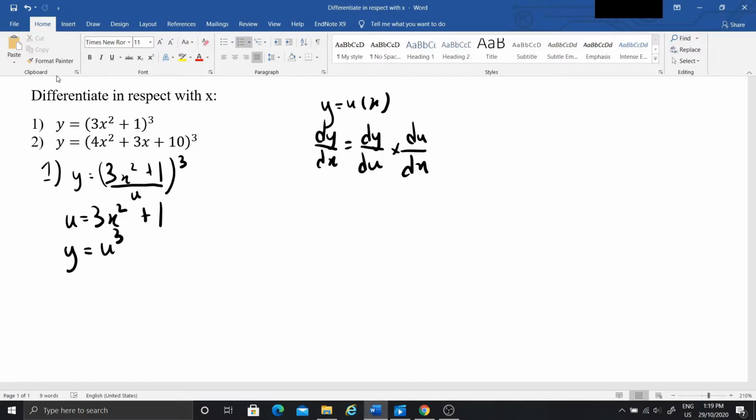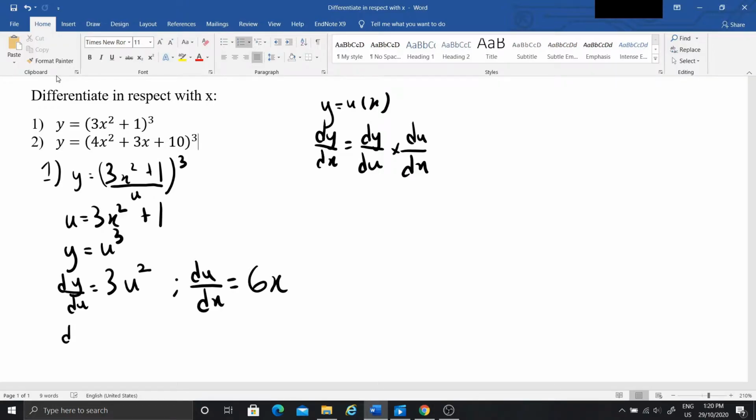Now we can solve for dy du. dy du is 3u, 3 minus 1 gives you 2. Now we have to find du dx. Du dx is, if you notice, u has a function of x. Then you differentiate this term, and this term will be 0. You will get 6x.